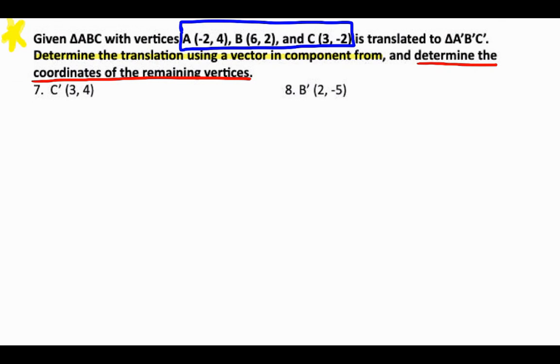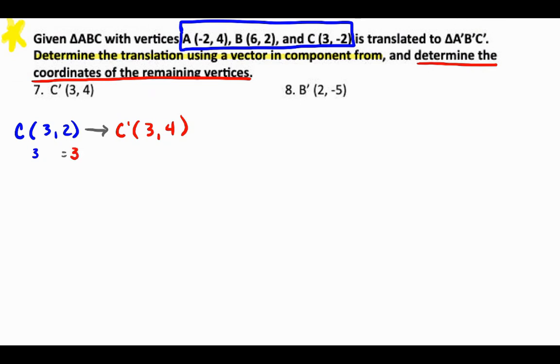So in problem 7, since they gave us C prime, we're going to figure out how to go from point C, which is at 3, 2, and translate it to C prime, which is at 3, 4. So we have to look at this as x and y. So what am I going to do to 3 in order to equal the 3?